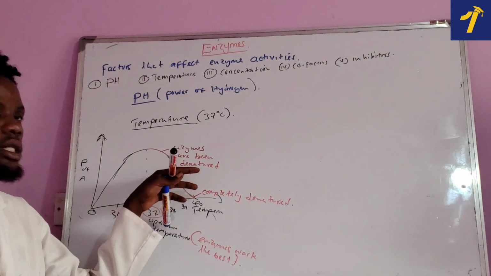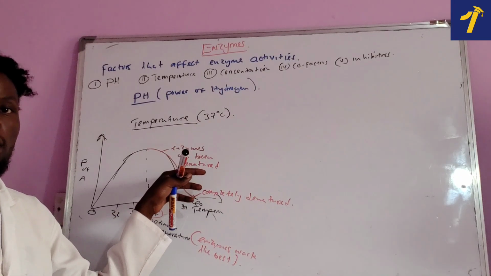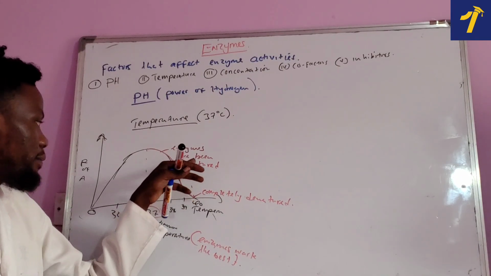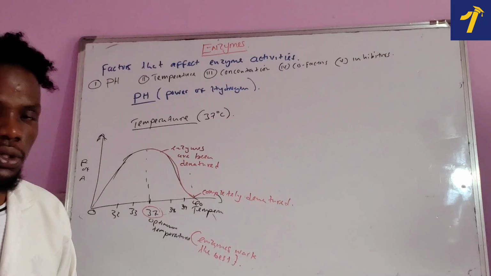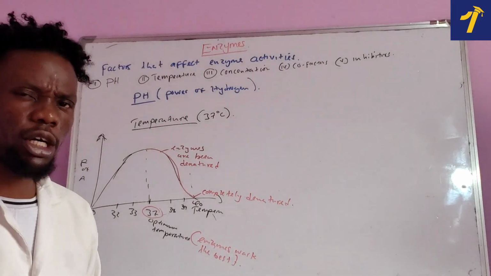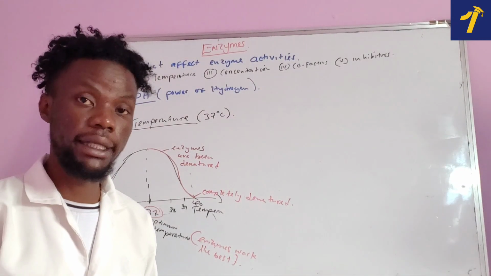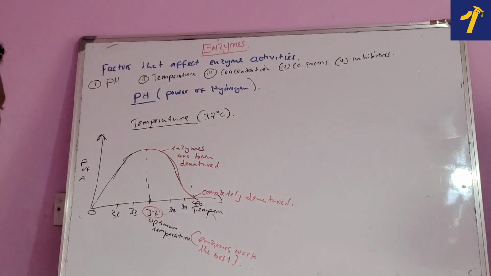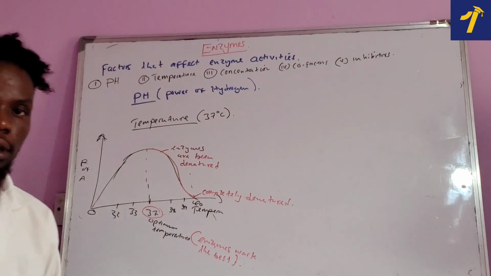This word denature, what does it mean? Being killed. Okay? Enzymes are being killed, but we don't normally use kill in biology, but we use what we call denature. Okay? This is how temperature is going to affect the rate of enzyme activity.